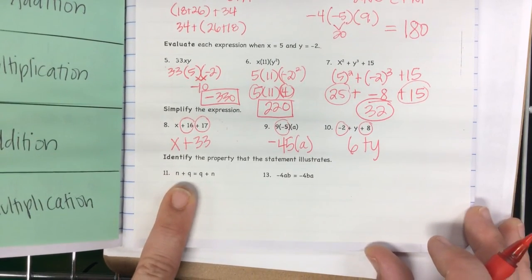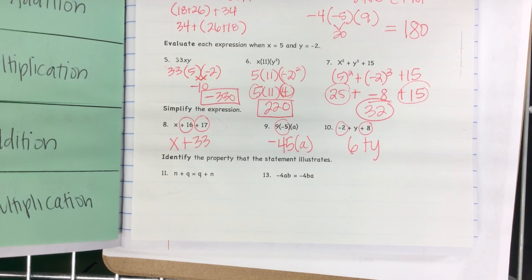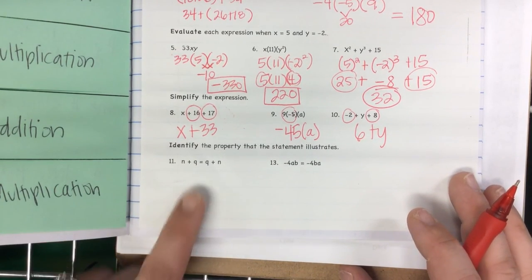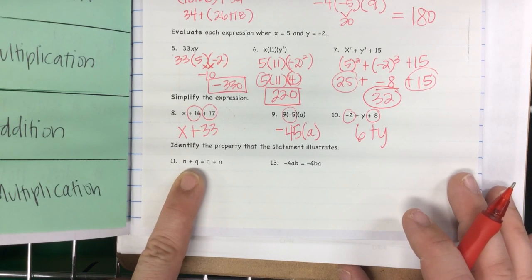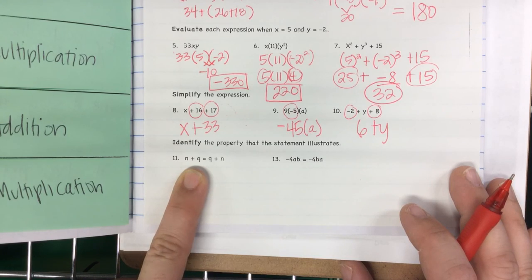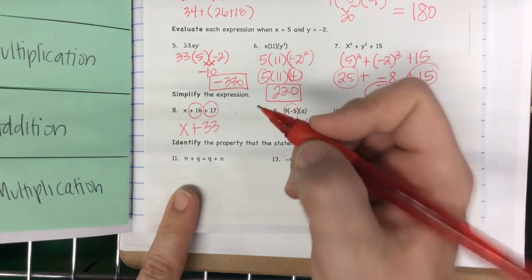Number 11. Write it down. What do you think it is? Write it down. Number 13. Where's number 12? Write it down. Number 11. Who can tell me? Who thought what? Cameron. What?